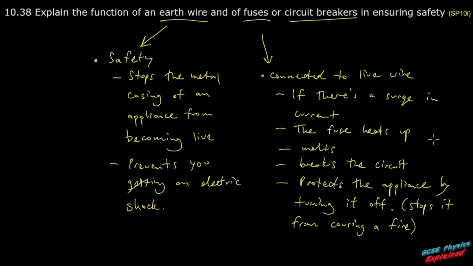The circuit breaker does exactly the same, except instead of the fuse heating up, the circuit breaker would trip, breaking the circuit, protecting the appliance by turning it off. An advantage of a circuit breaker is that it works at a more precise current, so it breaks the circuit quicker than what a fuse does. Plus, a circuit breaker can easily be reset, but once a fuse is melted, it needs to be replaced.